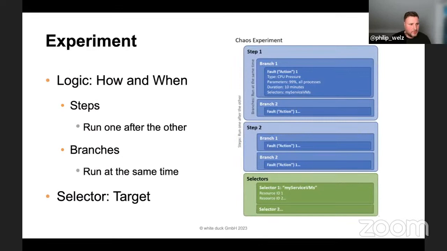Okay, and here we have a short look at the experiment. The logic block on the right side, in blue, defines how and when. The logic block consists of an array of steps. Steps, as you see here, step one, step two, run one after the other, so you can create dependent tasks and really a lot of complex experiments if you want. In the steps, we have branches, which run at the same time. This is a good factor for creating good experiments. And we have the selector, which basically defines the target. We can use a group or a scale set, for example. We'll look at it later.